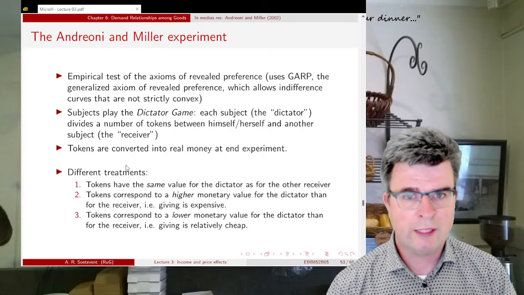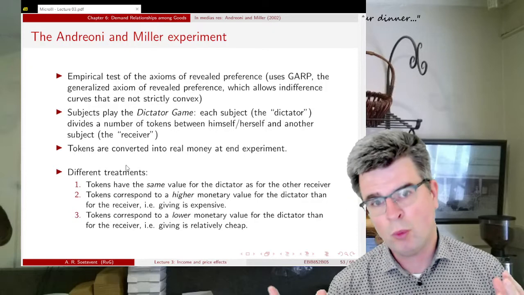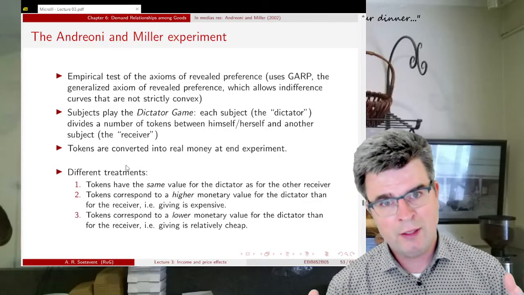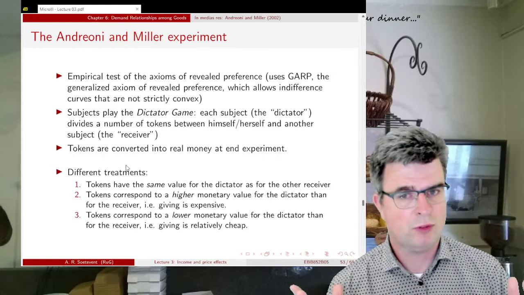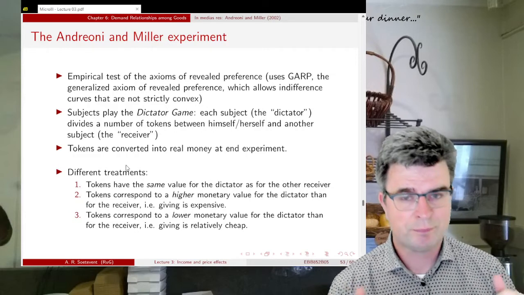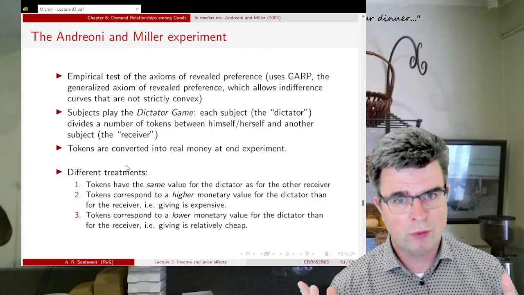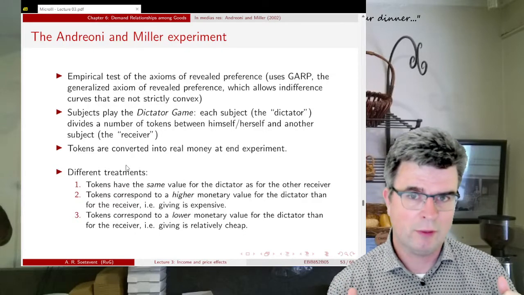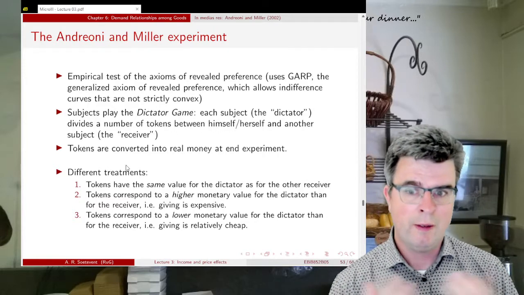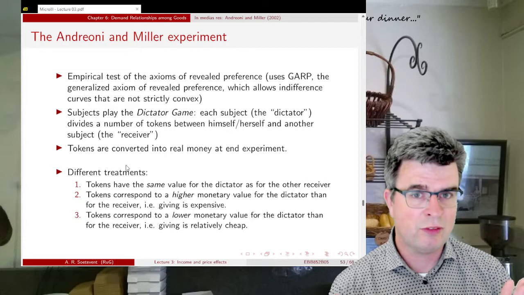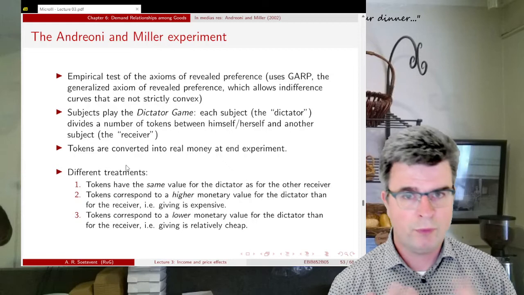It's a game where you play in pairs and one player gets assigned the role of dictator. The dictator needs to decide how to divide a number of tokens. So think of $10 or 10 units between himself and the other subject of the pair. That other subject has no active role, he's only the receiver. So if the dictator needs to decide how to divide 10 tokens, he might decide, okay, I keep 8 and I give 2 to the receiver.